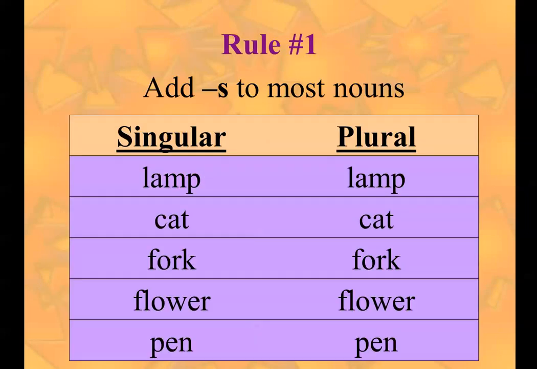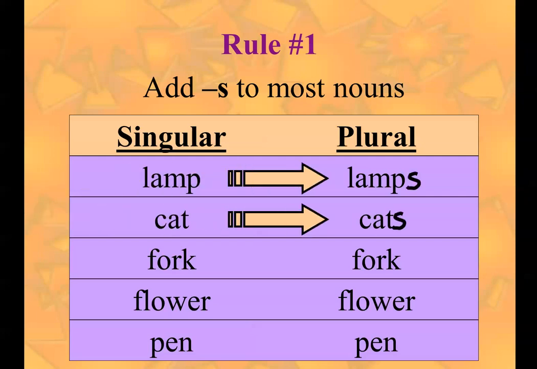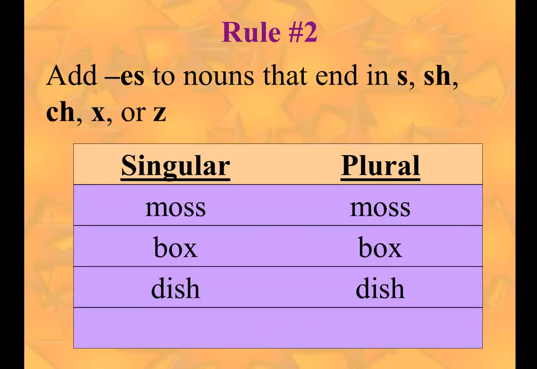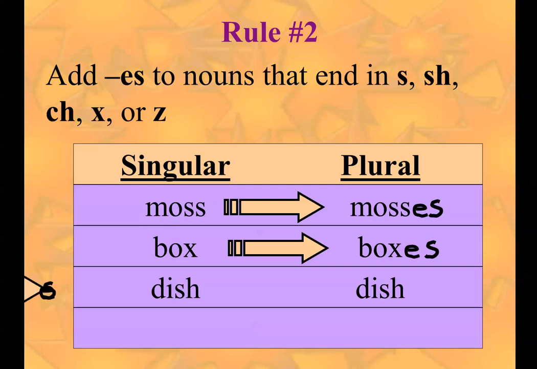The first rule is to add s to most nouns. For example, lamp becomes lamps, cat becomes cats, fork becomes forks, flower becomes flowers, and pen becomes pens. Rule number 2 is to add es to nouns that end in s, sh, ch, x, or z. For example, moss becomes mosses, box becomes boxes, and dish becomes dishes.